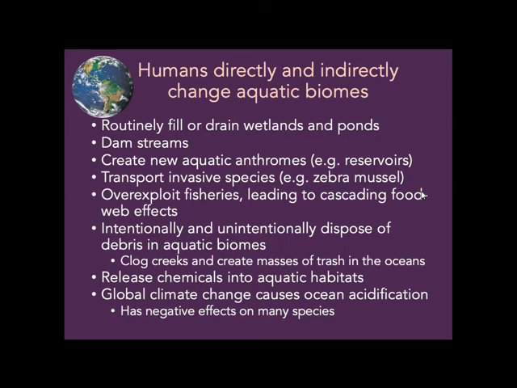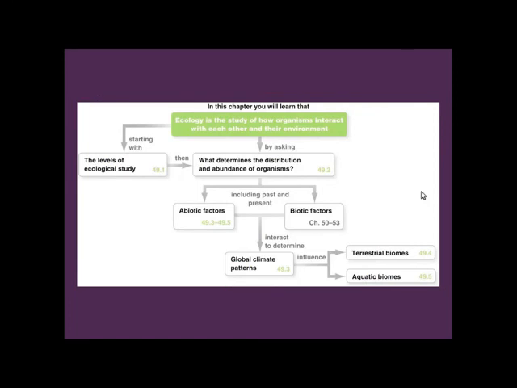All right, so hopefully you learned about the different levels of ecological study, what determines distribution and abundance of organisms, including biotic and abiotic factors, which interact to form global climate patterns, influencing both terrestrial biomes and aquatic biomes.